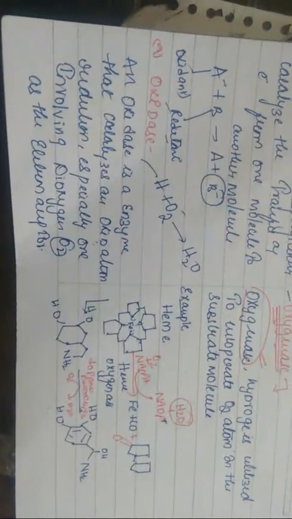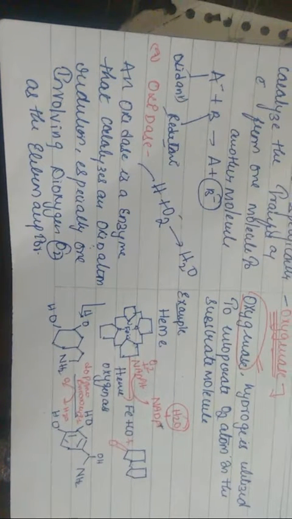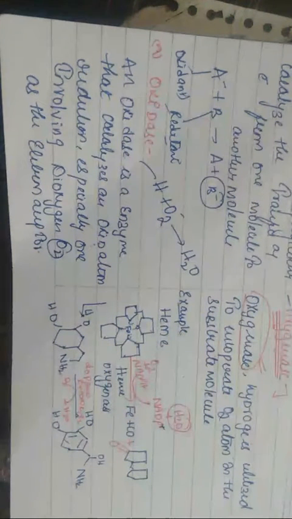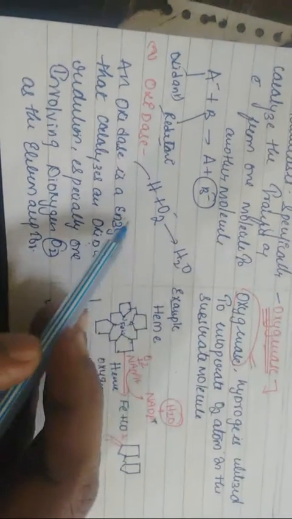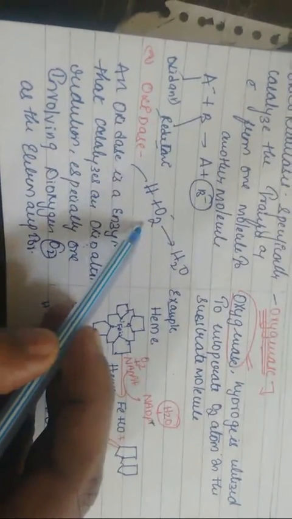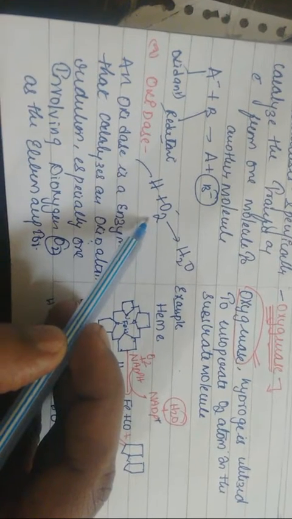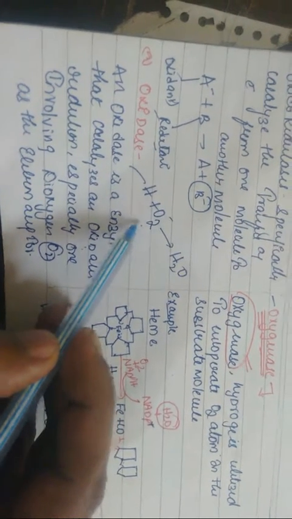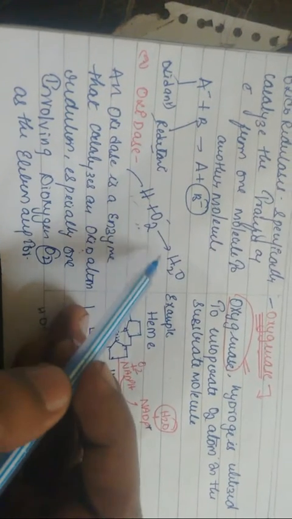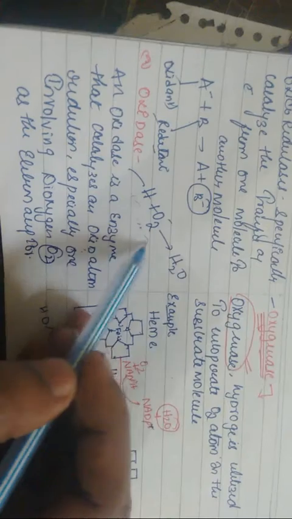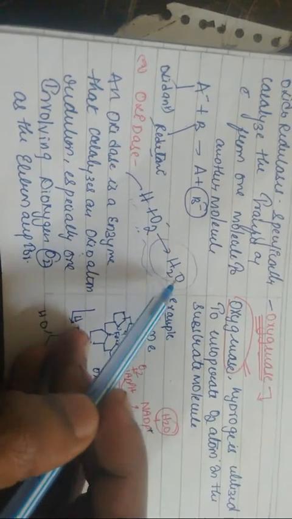An oxidase is an enzyme that catalyzes an oxidation reduction, especially one involving dioxygen as an electron acceptor. If you see this equation here, see this oxygen, right? Now this oxygen is acting as an electron acceptor from the hydrogen. So you can see the gain of electrons, once it binds with this, it is interlinked with water. So this is what you have to understand.